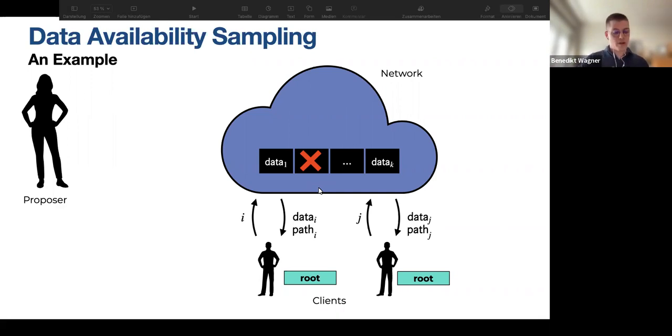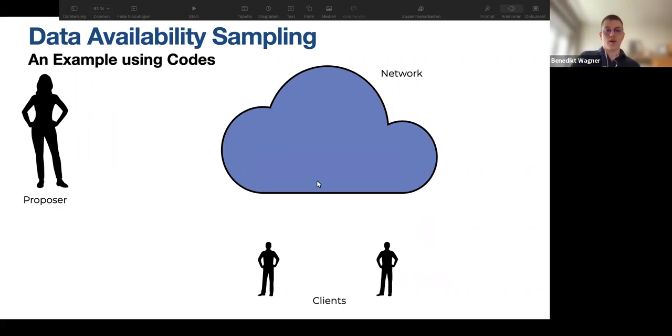Okay, and let's think about where this problem comes from. Well, it comes from the fact that we send the data to the network without adding any redundancy. In that way, if we take the data that is stored in the network and delete just one symbol, then the original data is not available anymore. So what we will have to do is add redundancy. Okay, so let's give it a second try.